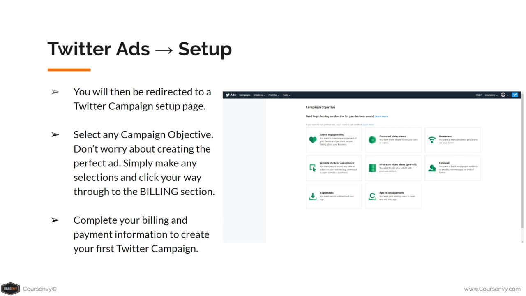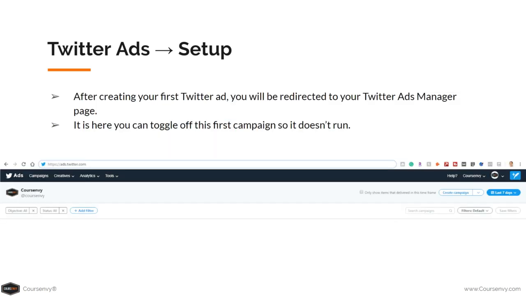So don't worry about creating the perfect ad on this first campaign. Simply make any selection and click your way through until you get to the billing section. Complete your billing section and payment information in order to create your first Twitter campaign. After creating your first Twitter ad, you'll be redirected to your Twitter Ads Manager page. It is here where you can toggle off this first campaign so it doesn't run.